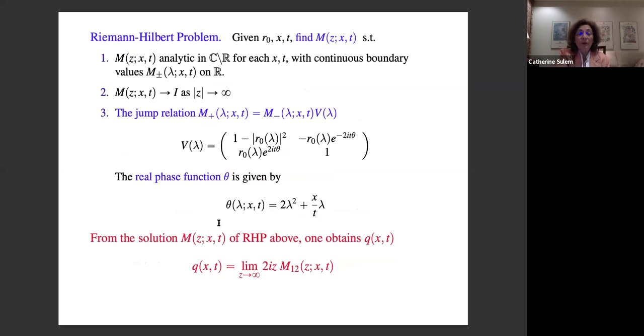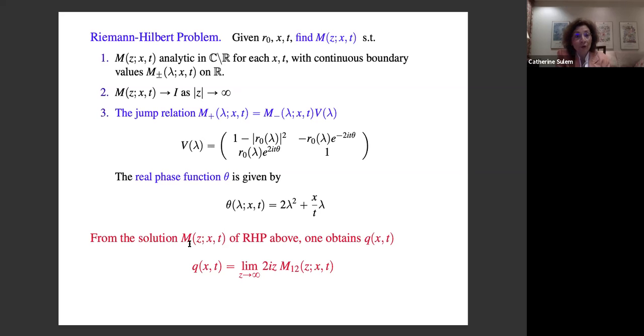So what is the Riemann-Hilbert problem in this context? Well, assume that R0 is given, that's the reflection coefficient at time t equals 0, with x and t fixed. The question is to find a matrix M that depends on x, t and the spectral parameter z, so that M is analytic on both sides of the real axis, in the upper and the lower half plane. It has continuous values as the parameter z approaches the real line. It behaves like the identity for large z, and the jump is given in terms of the reflection coefficient in this form, where theta, called the phase function, is given by this formula. It depends on x and t, which are fixed, and the parameter lambda.